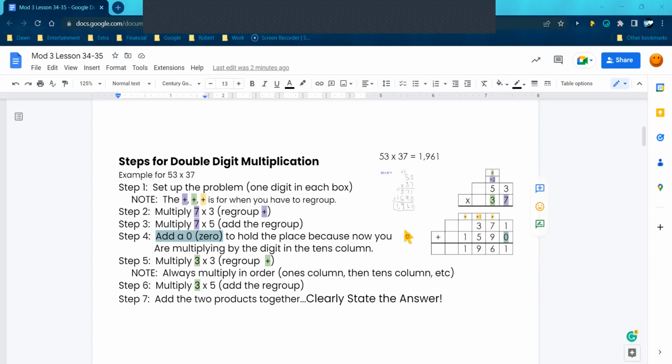What's the important step right here is adding our 0. We need to put a placeholder because we're not multiplying by just 3 right here. We're actually multiplying by 30. So we put a 0 here to hold our place value, so we're multiplying by 30. Once I do that, I do 3 times 3 is 9, and then 3 times 5 is 15.